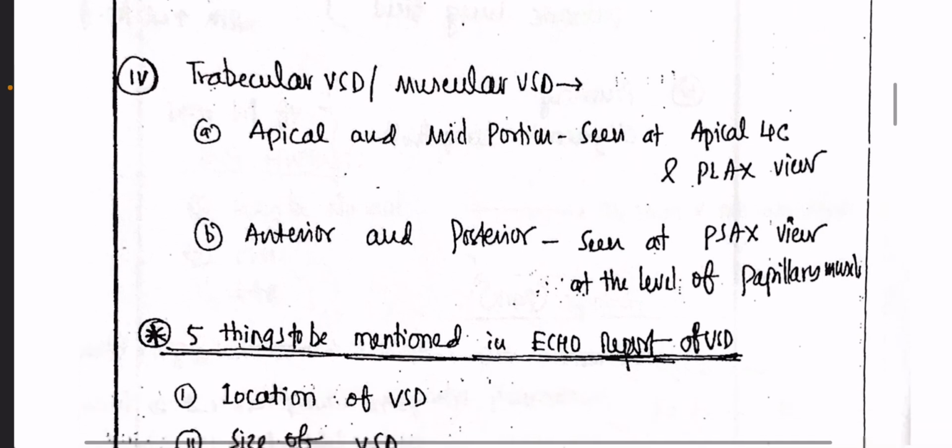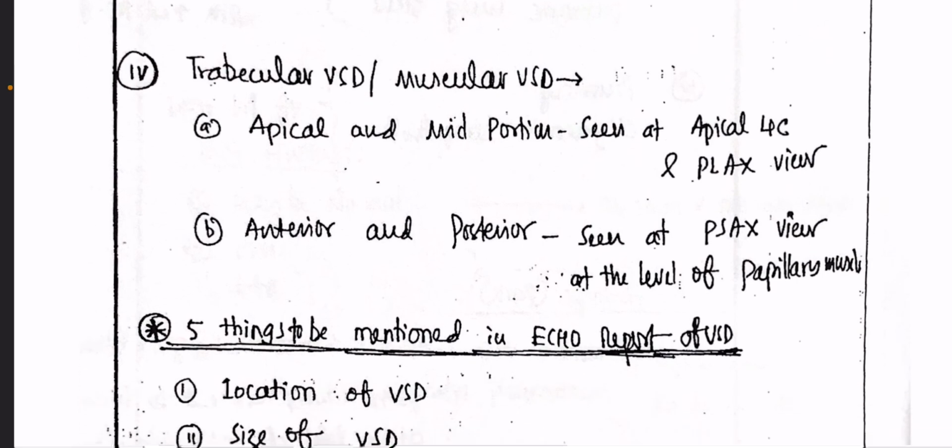In case of trabecular VSD or muscular VSD, the echo shows apical and mid portions seen at the apical 4-chamber view and parasternal long axis view. Anterior and posterior defects are seen at the parasternal short axis view at the level of the papillary muscle.